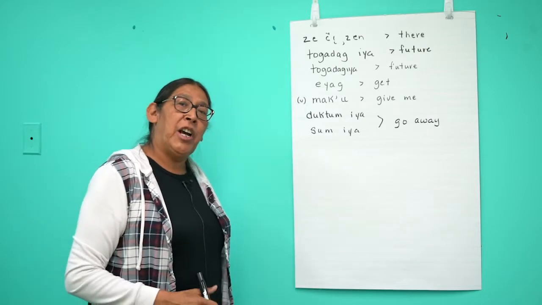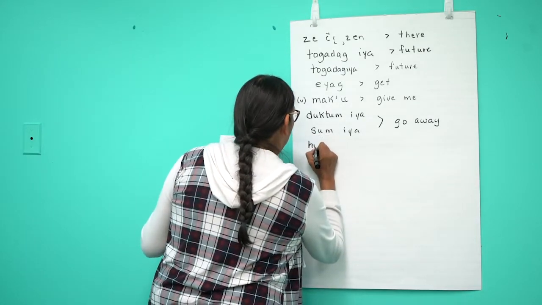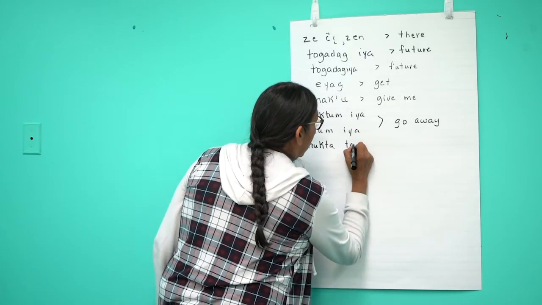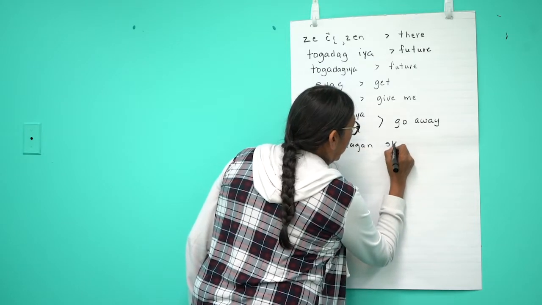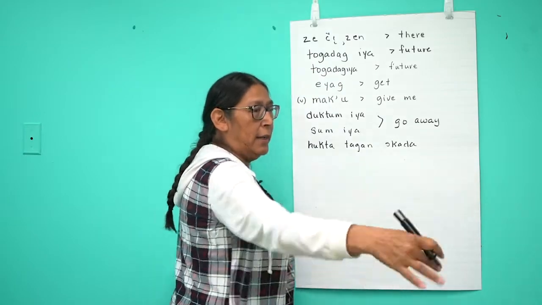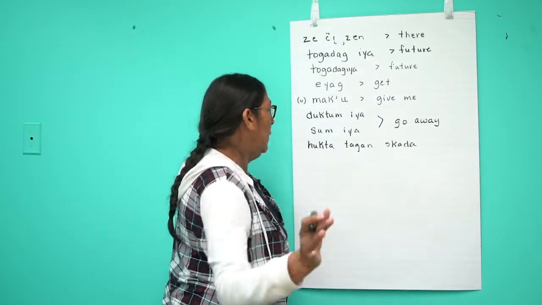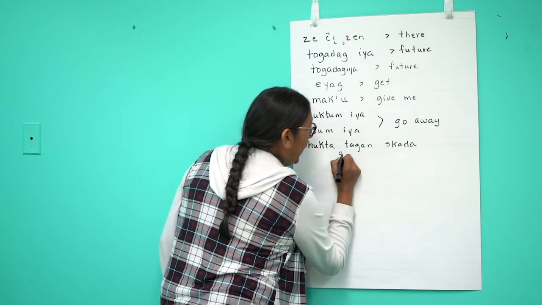Hukta taganshkara. We got called that. We got told that quite a bit as well. And that is hukta tagan shkada. Hukta, get off the way. Tagan, and play. Go play outside.